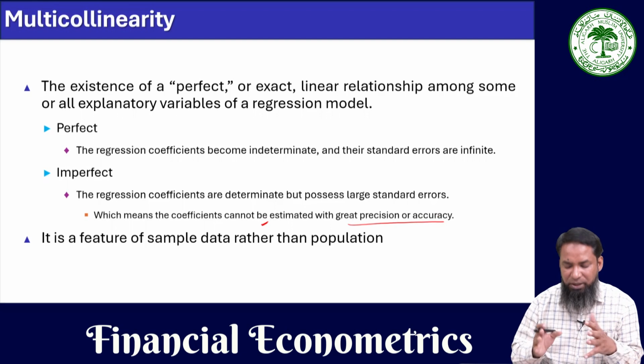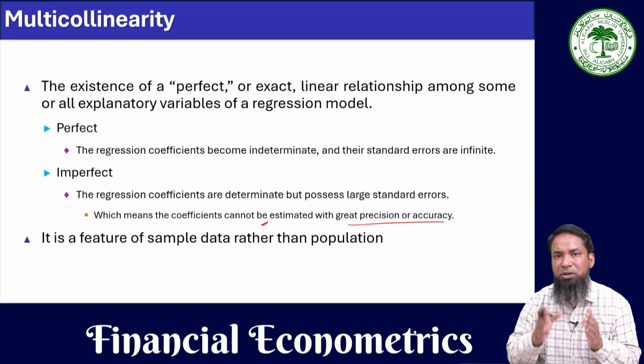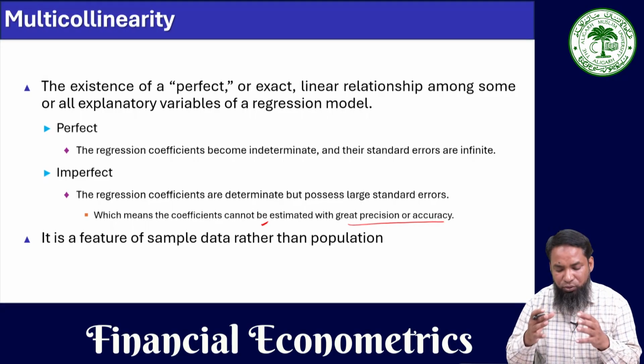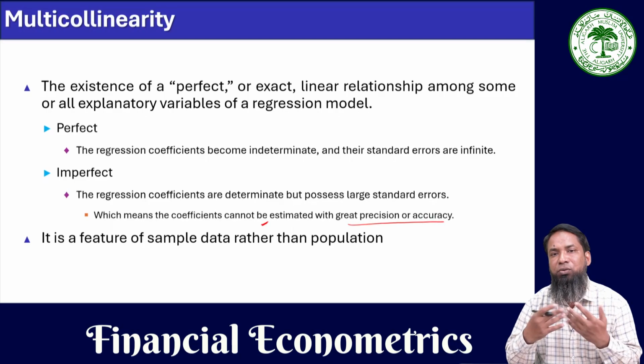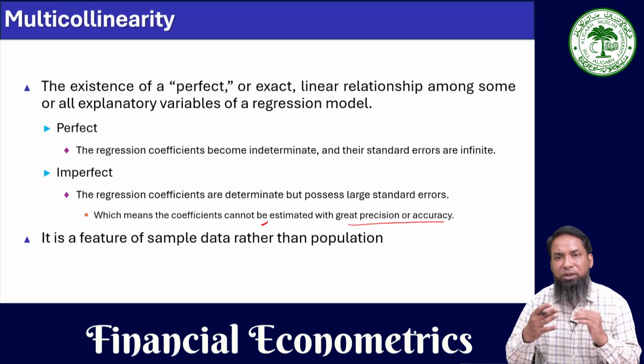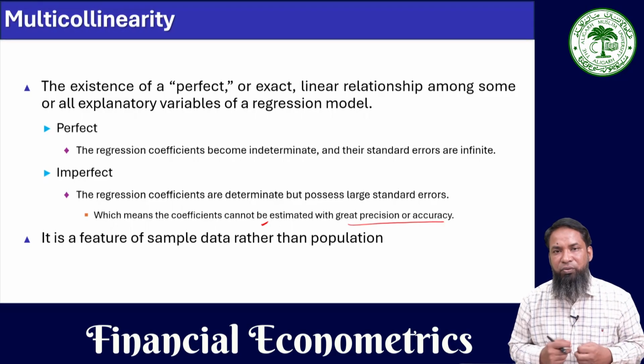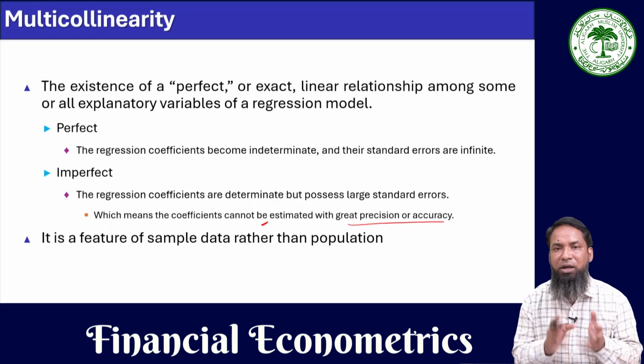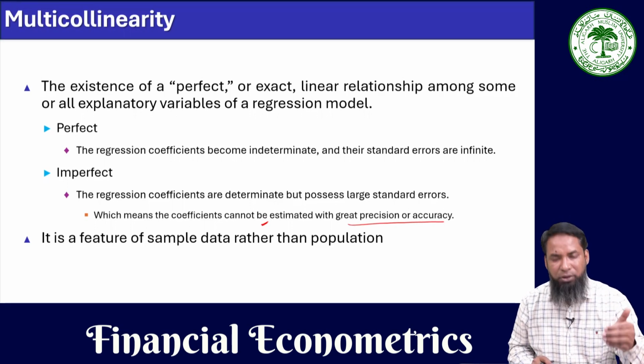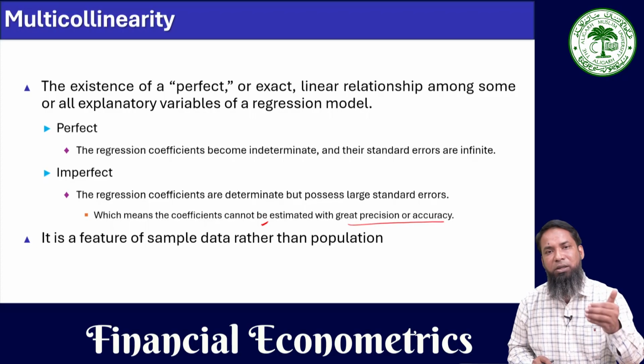However, it is a feature of the sample data rather than the population data. What does it mean? In the population, the variance and covariance among the explanatory variables are given, so there is no problem of multicollinearity because those relations do exist there. However, using the sample observations, we want to find out those true relationships. While using the sample observations, there is the chance we are taking observations which may have a certain kind of problem. That's why we say that multicollinearity is a problem of the sample data rather than the population.